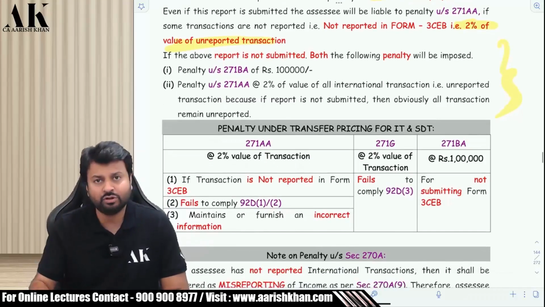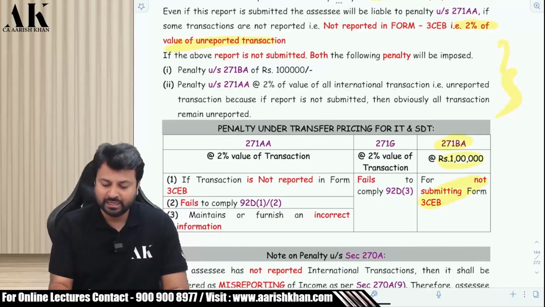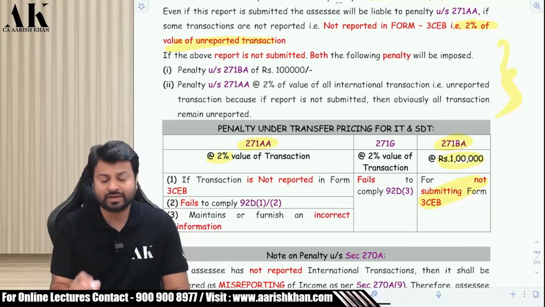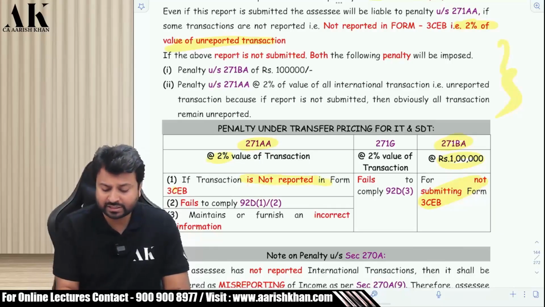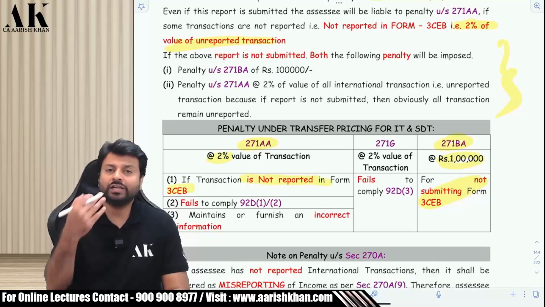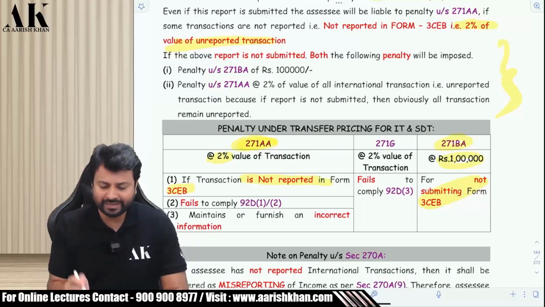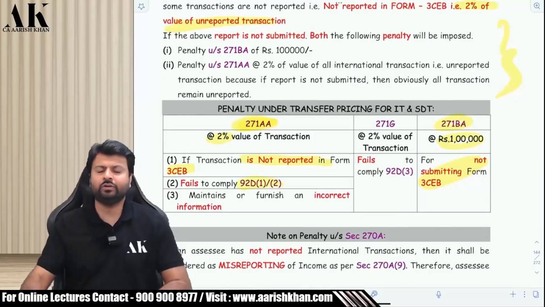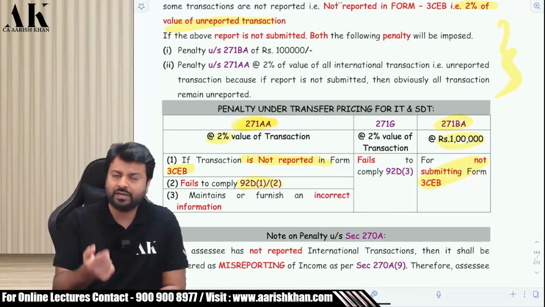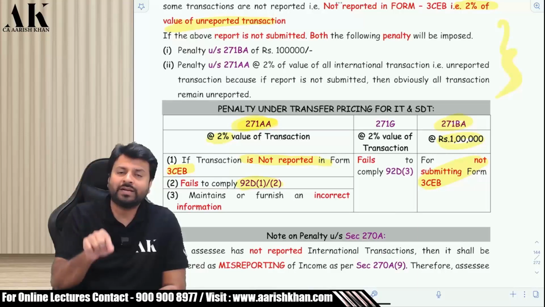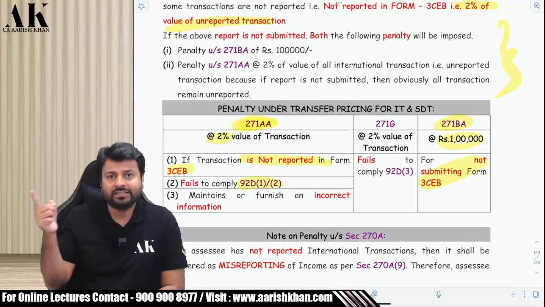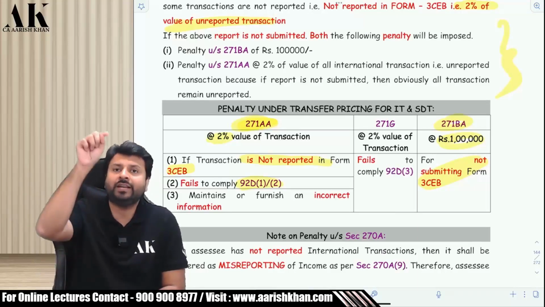First of all, which I have told you just now, 271BA, 1 lakh rupees for not submitting form 3CB. 271AA, 2% of the value of transaction if you do not report the transaction in form 3CB. There are 2 more reasons because of which 271AA can be imposed on you. 2 more reasons. One is what? 92D(1) and 92D(2). What is 92D(1) and 92D(2)? Let me tell you. If you do not maintain all the documents as per 92D(1), if your transaction value is more than 1 crore, still you are not maintaining all the documents.